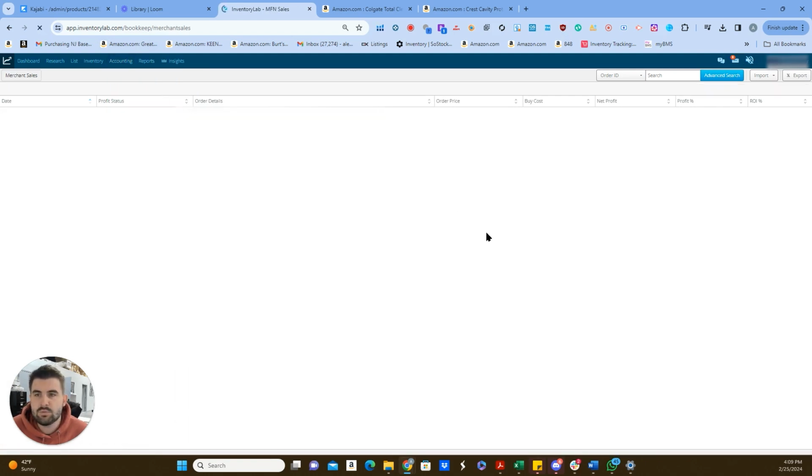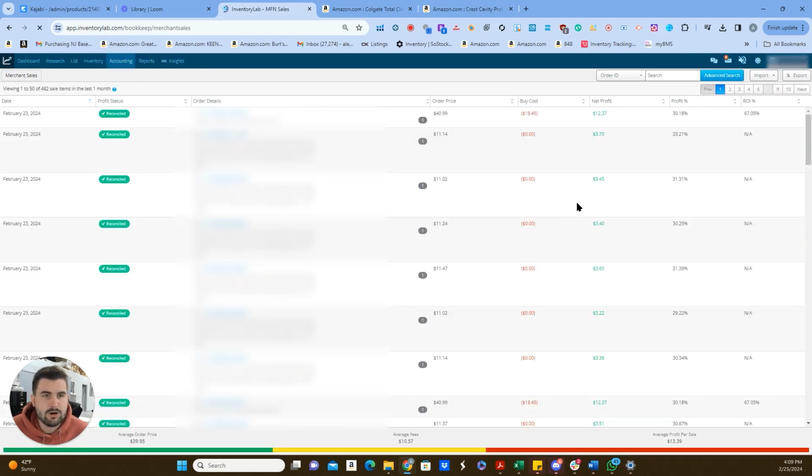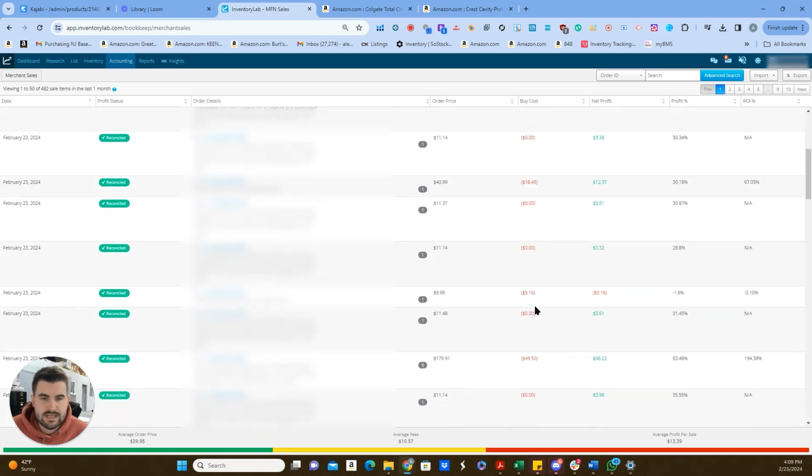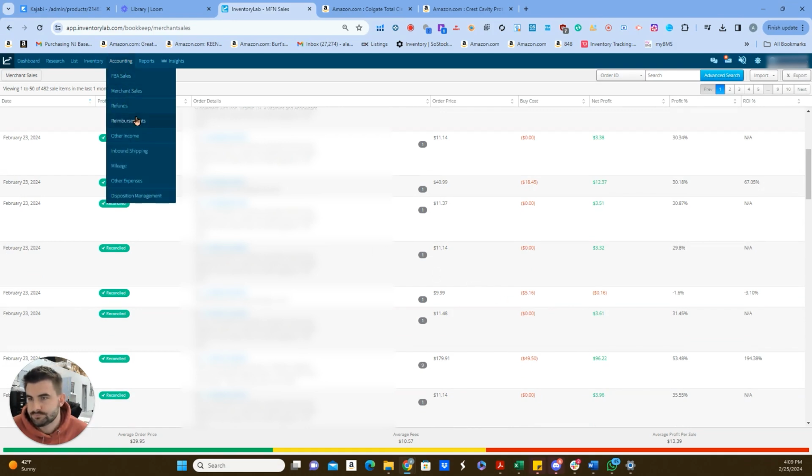And again, same thing with merchant. We have our merchant sales. For example, we sold this product at $18.45. We're netting $12 after shipping. Some of these costs are not input in yet, which I have to do, but this is a great way to understand what exactly you are getting paid out on these merchant orders.